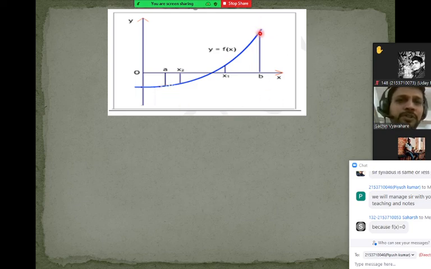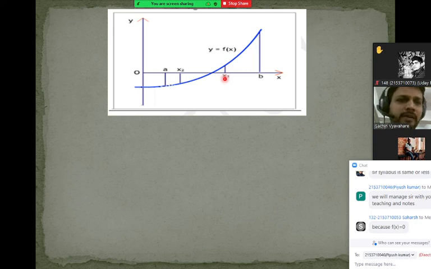Positive. So this is a point. Yes, this is the point b comma f of b. So you'll observe f of a is less than 0, f of b is greater than 0. So we should calculate x1. So what is the formula for x1? This is the x1, a plus b upon 2. Suppose this x1 is nothing but a plus b upon 2, and that point comes somewhere here.